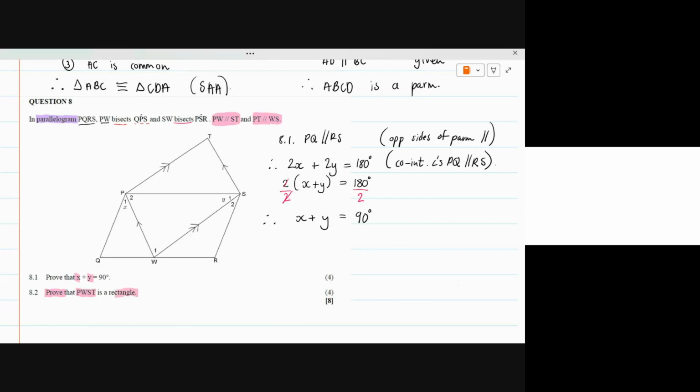Now, that's very important because now we need to know the properties of a rectangle. This one is a little bit tricky, so I need you guys to stay with me. Let's go and look at PWST. So there's P, W, S, and T. Those two together. So what do we know about rectangles?